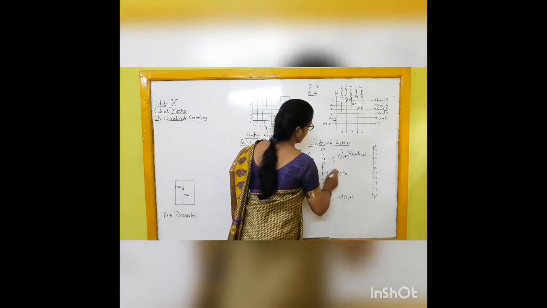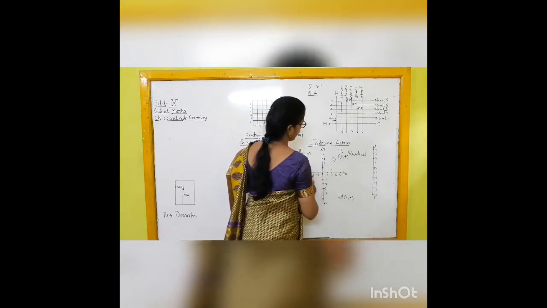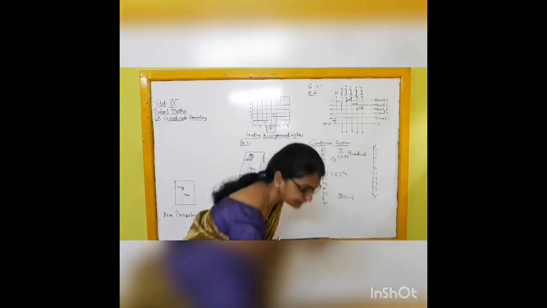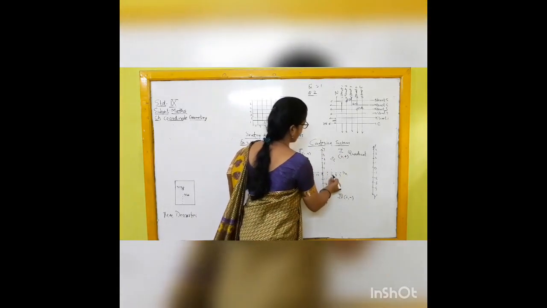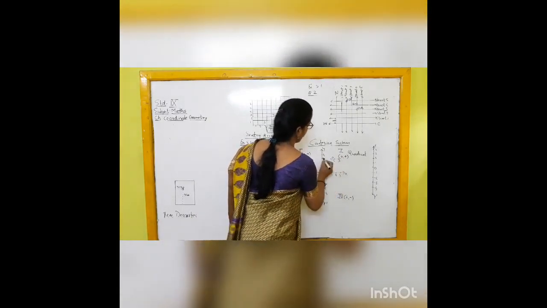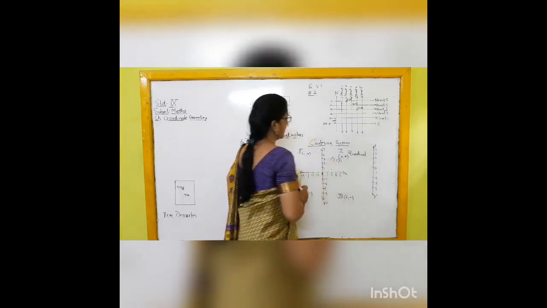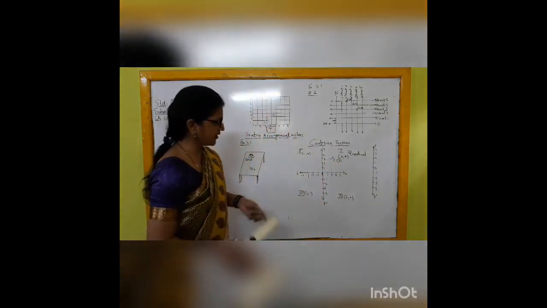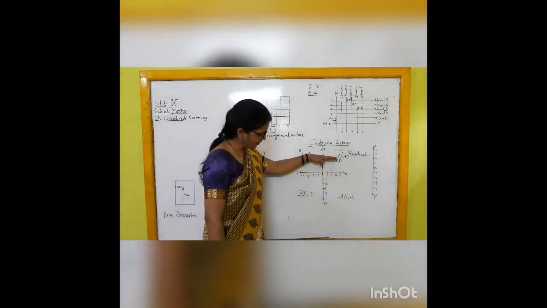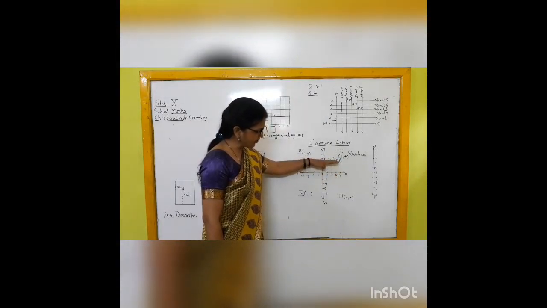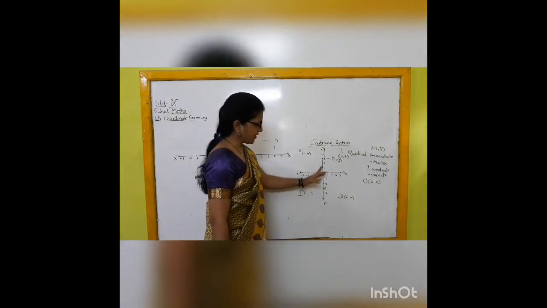So this point is at 2 unit distance from this point. This point P is at 3 unit distance from the x-axis, while from the y-axis it is at 2 unit distance. So the x coordinate of any point is its perpendicular distance from the y-axis, and the y coordinate of any point is its perpendicular distance from the x-axis.